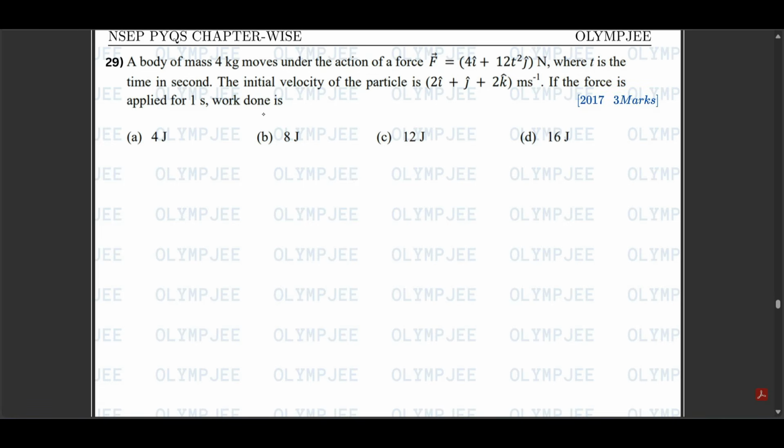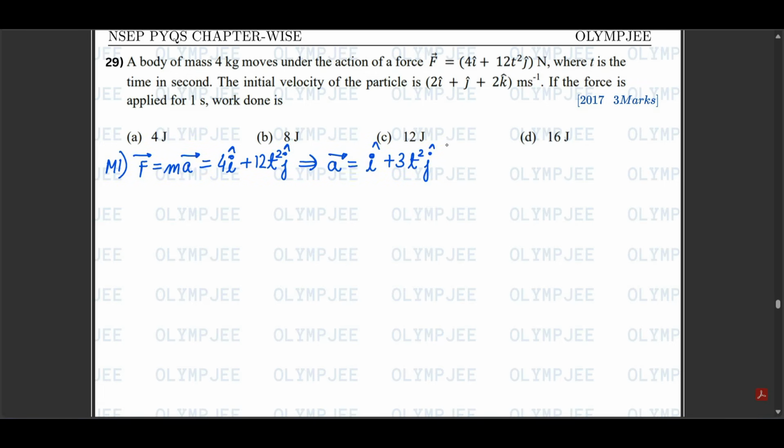Okay, so this is a nice question and we can solve it by two methods. The first method is more of a kinematical method, and the second method is related to impulse momentum. So let us see the first method first. The force, which is equal to mass into acceleration, is given as 4 i cap plus 12 t square j cap. Since the mass is 4 kg, we divide this by 4, so we get acceleration as i cap plus 3t square j cap.